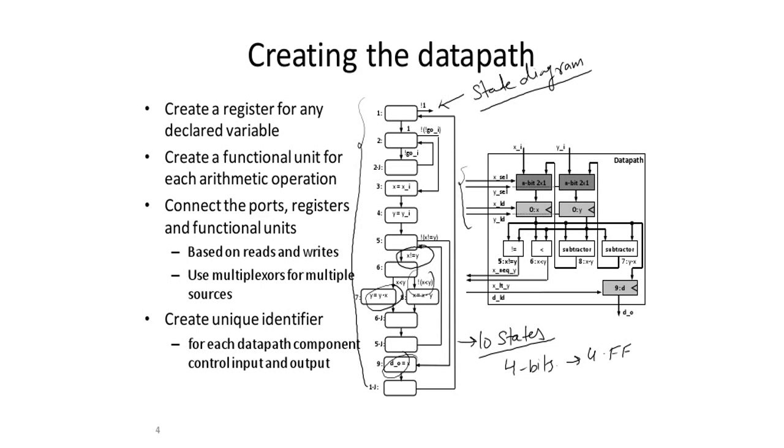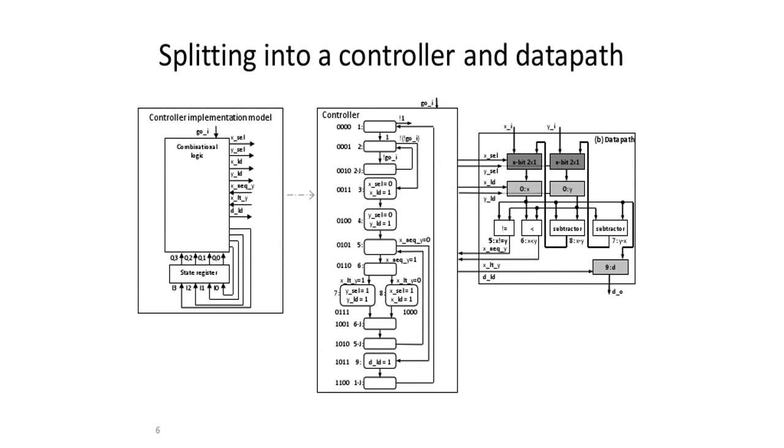In this case you see that you need a minimum of 10 states if you don't optimize anything, and we need 4 flip-flops. Now what is our aim? Our aim is to reduce the number of functional blocks and the number of states, because that requires less hardware. So if I draw a complete model, this is your controller and this is your data path, right?